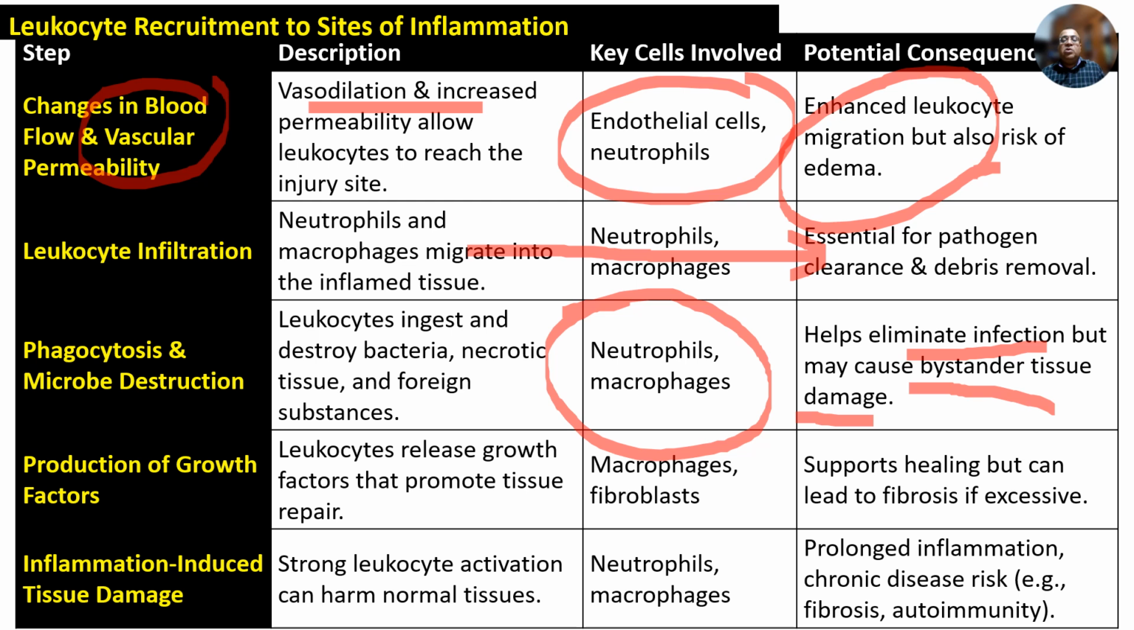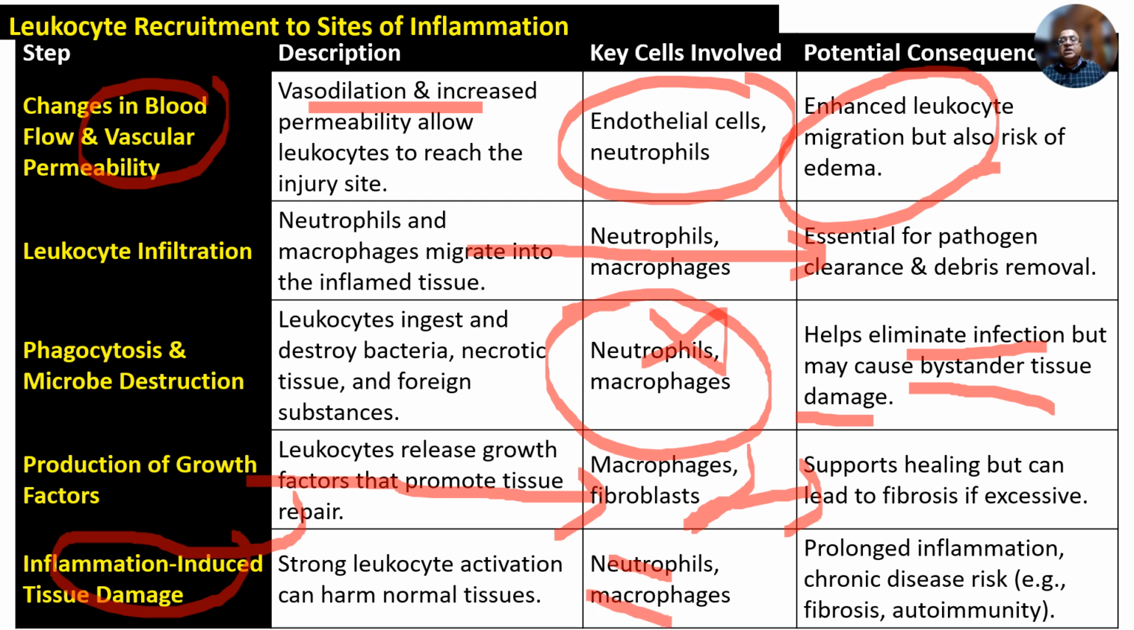Then there is production of growth factor, and these growth factors promote repair of the tissue. Here the neutrophils' work is done. Now macrophages join fibroblasts to start the healing process. In inflammation-induced tissue damage, there is involvement of neutrophils and macrophages. If this healing is not done, there is continuous prolonged inflammation, as occurs in chronic disease.